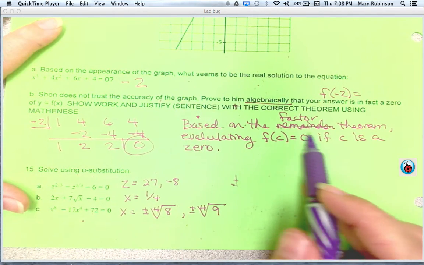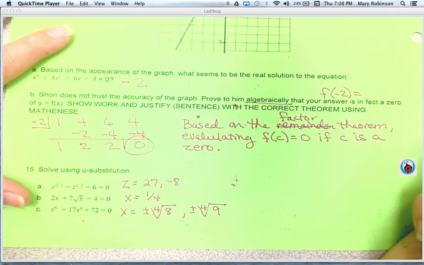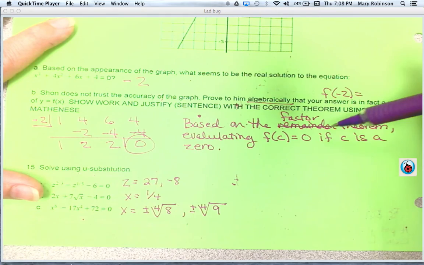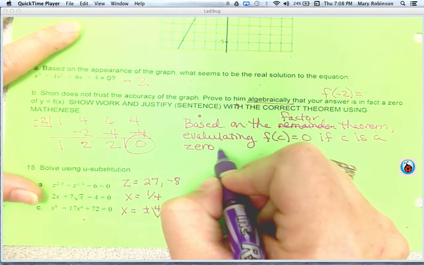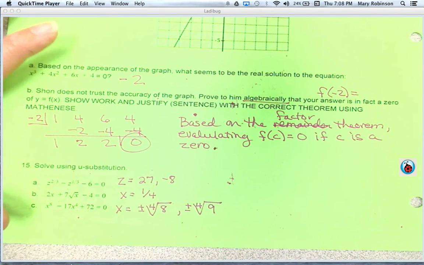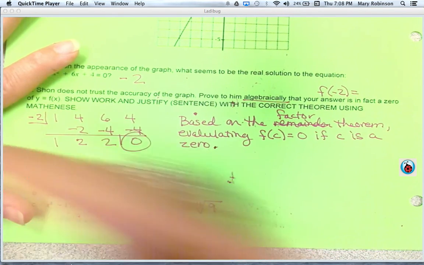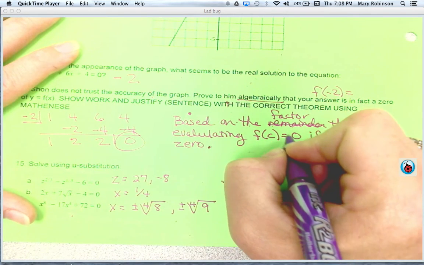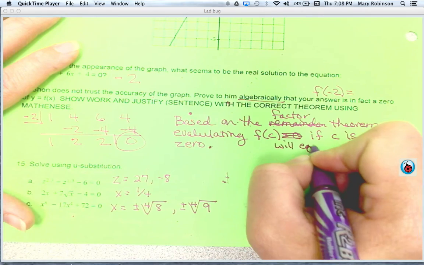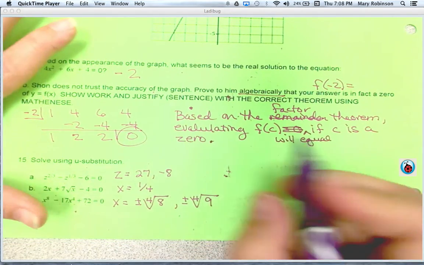So based on the factor theorem, evaluating f of c equals 0 if c, yeah, it sounds kind of weird, but it's correct. Based on the factor theorem, evaluating f of c will equal 0 if c is a factor. That's what I should say. I kind of was using shorthand in my head. Will equal 0 if c is a 0.